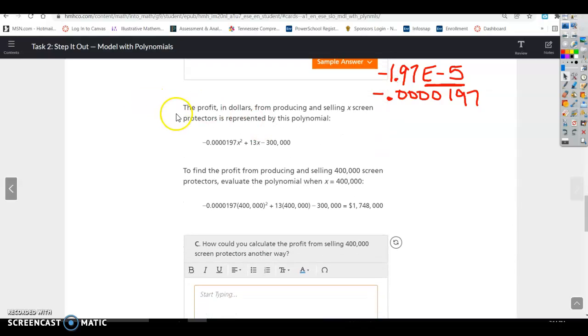All right, so it says the profit in dollars from producing and selling x screen protectors is represented by the polynomial given. So this was when we combined like terms, that was it. Now it wanted us to find the profit when selling 400,000 screen protectors. Evaluate the polynomial when x is 400,000.